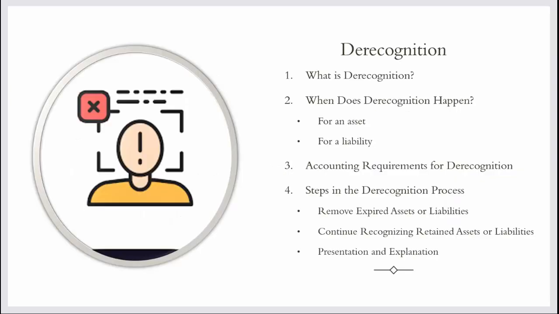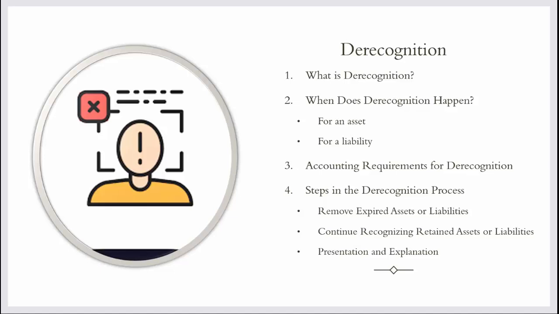Derecognition is the process of removing an asset or a liability from a company's financial statements. This usually happens when the company no longer controls the asset or is no longer obligated to pay the liability. When does derecognition happen? Derecognition typically occurs under these circumstances. For an asset, it is derecognized when the company loses control over it. For a liability, it is derecognized when the company no longer has an obligation to pay it.